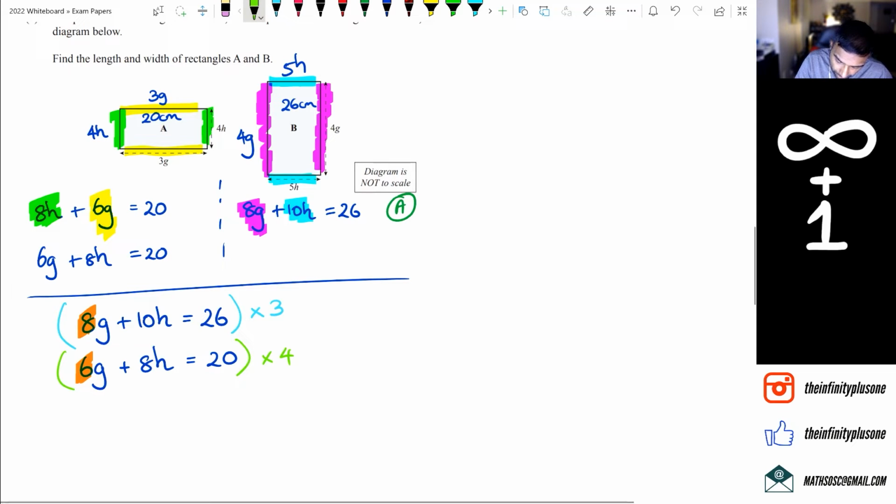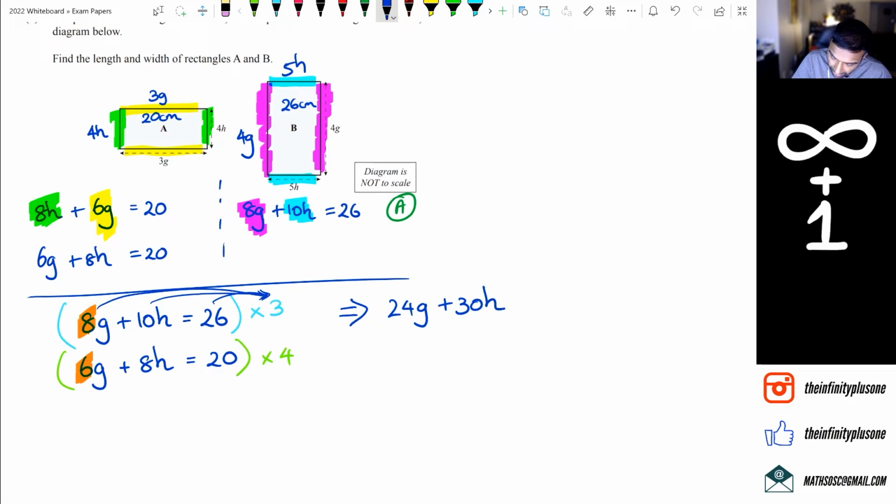Okay, so because I'm doing this, I am going to write this further down here, and I've got to take each of these elements and multiply it by 3. So 8 times 3 is 24, so it's 24g. Then I've got 10 times 3, which is 30h, and 26 times 3. Now you're thinking, do 25 times 3. 25 times 3 is 75, and then you've got that 1 extra times 3, so you're going to get 78.